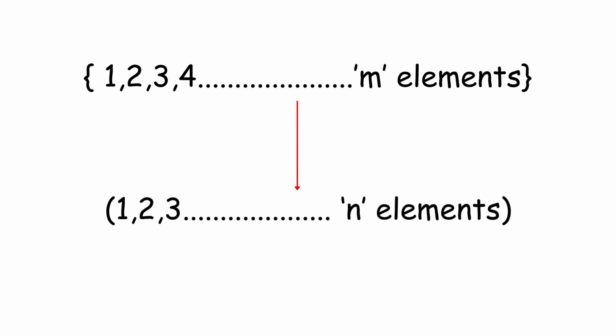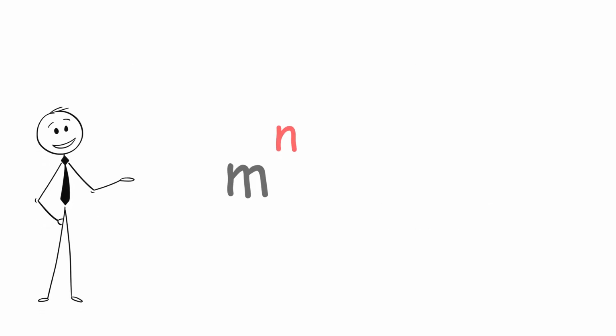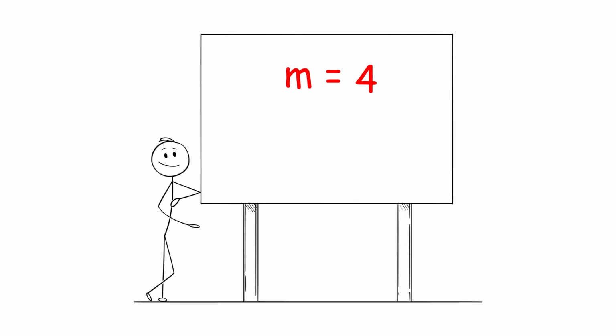If you have a set with m elements and you use those elements to form a tuple of length n, then the total number of ways to do that is m to the power of n. What we looked at is the special case where m equals 4 and n equals 3.